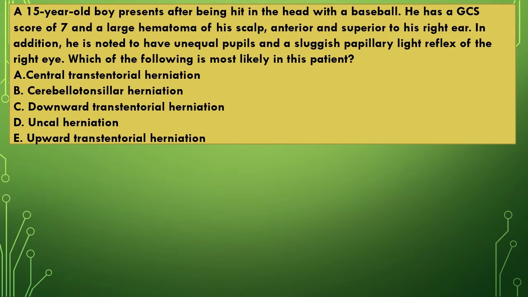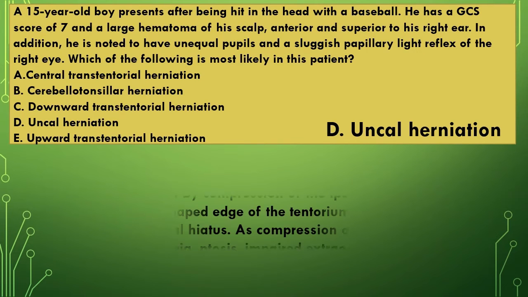A 15-year-old boy presents after being hit in the head with a baseball. He has a GCS score of 7 and a large hematoma of his scalp, anterior and superior to his right ear. In addition, he is noted to have unequal pupils and a sluggish pupillary light reflex of the right eye. Which of the following is most likely in this patient? A. Central transtentorial herniation. B. Cerebellotonsillar herniation. C. Downward transtentorial herniation. D. Uncal herniation. E. Upward transtentorial herniation. Answer is D. Uncal herniation.